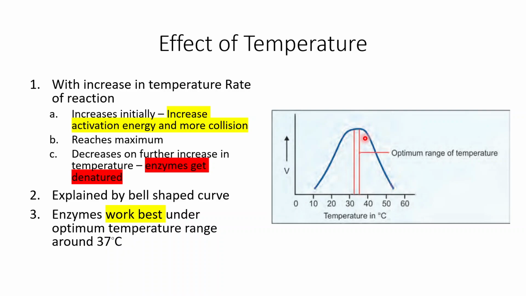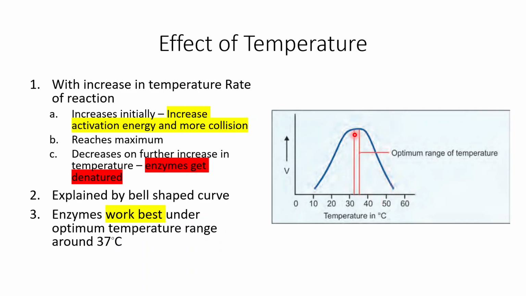Then it reaches a maximum point, which is the optimum point. Here this is the maximum velocity that the enzyme has reached, and further increasing the temperature, the rate of reaction of enzyme decreases. Why? Because the enzymes get denatured with heat. If you remember from the previous lecture, enzymes are proteins and proteins become denatured on heating. So when we increase the temperature further than the optimum temperature, the enzymes become denatured, they lose their function, and the rate of the reaction decreases.